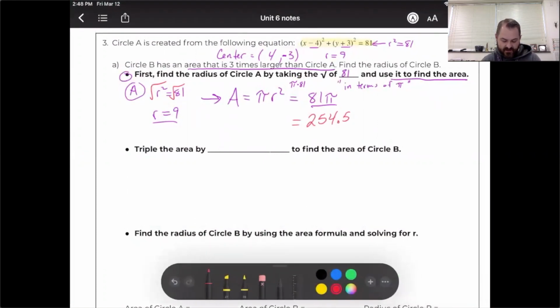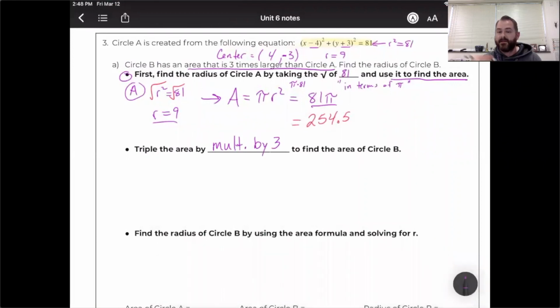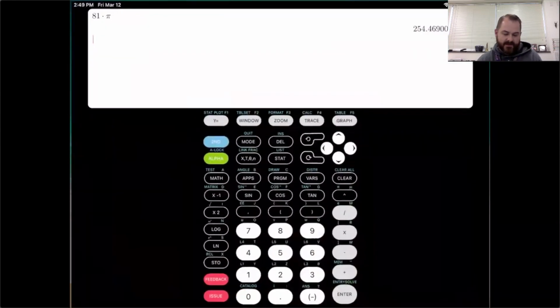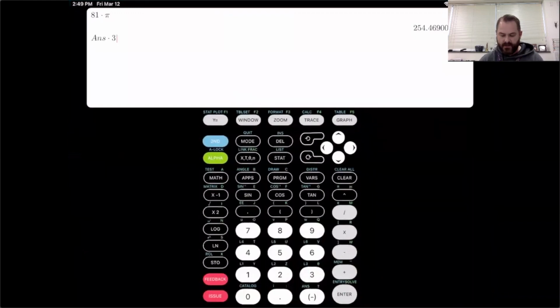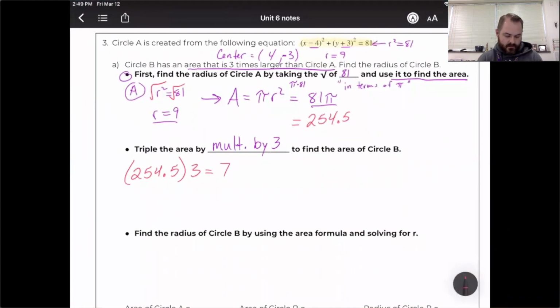Okay, 3 times as large as literally means to take our area and multiply by 3, to find the area of circle B. We're going to take our area of circle A, 254.5, and multiply by 3. Now, I'm actually using the original value, 254.4690049. So let me go back to the calculator. If I just take that number and hit times 3 in my calculator, it gives me a more exact answer, 763.4. If you just do 254.5 times 3, you get 763.5. I'm not going to be picky about that one decimal value.